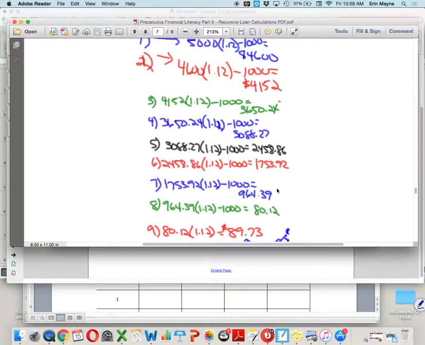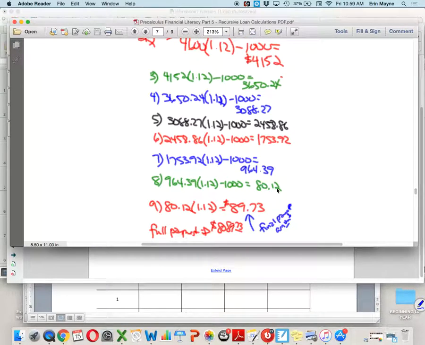If I wanted to total up, so think this even goes back to your quiz yesterday too. If I wanted to total up how much I had paid over the course of the loan, what would you tell me? $8,089.73. Why? Because it's 8 payments of $1,000 and then a final payment.